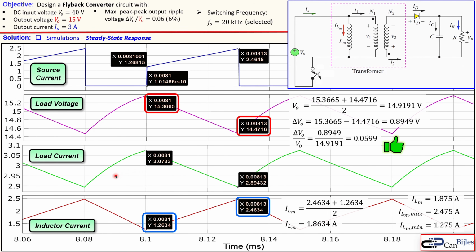Alright, it was our example considering the design of a flyback converter. We have first discussed the theory and developed from there the design equations, and then built this circuit and verified this in MATLAB Simulink simulations.